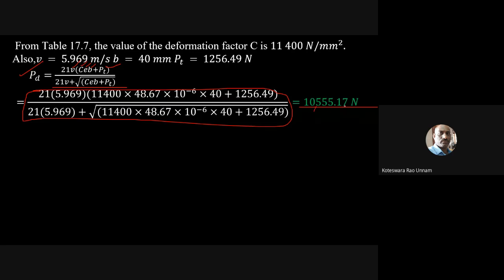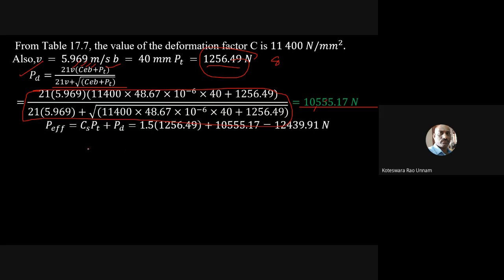It is a very large value. Compared to this, your PT is only around 1200, but your dynamic load is 10,000. So it is magnified by 8 times. If you multiply PT by 8, you get this value approximately, not exactly. That means your PT is magnified 8 times if you use the Buckingham formula. That is the drawback of this one. Then with this, you can calculate the effective load.